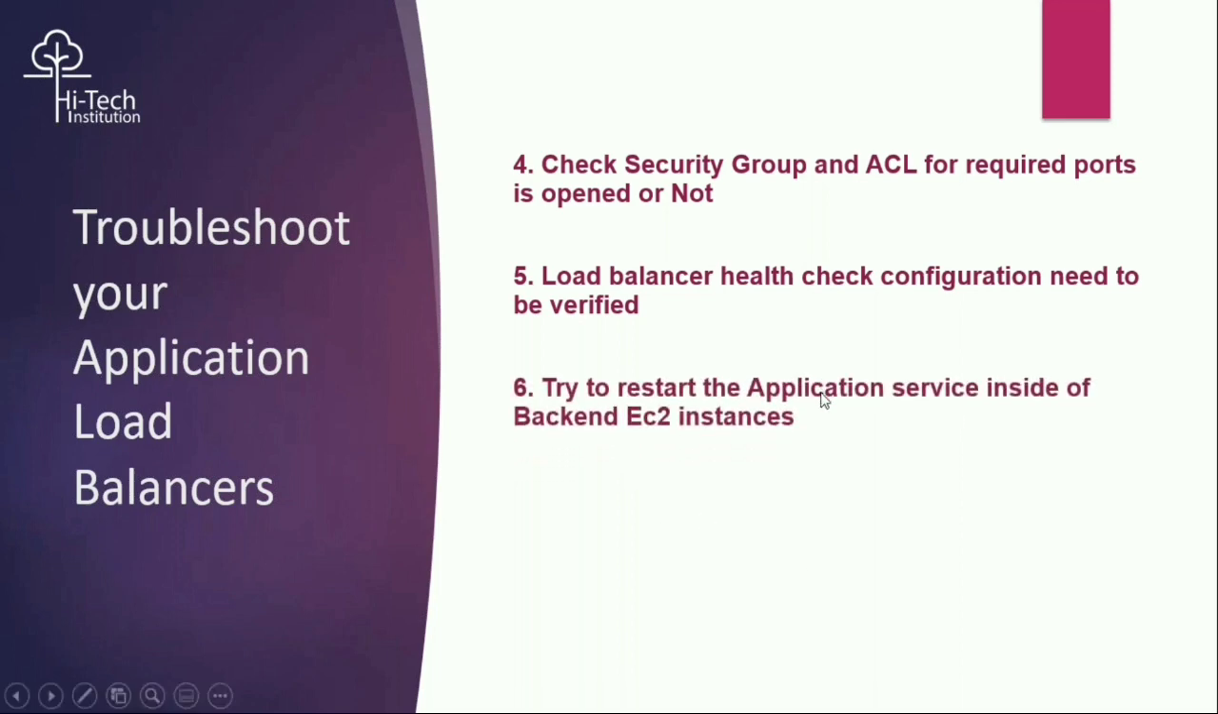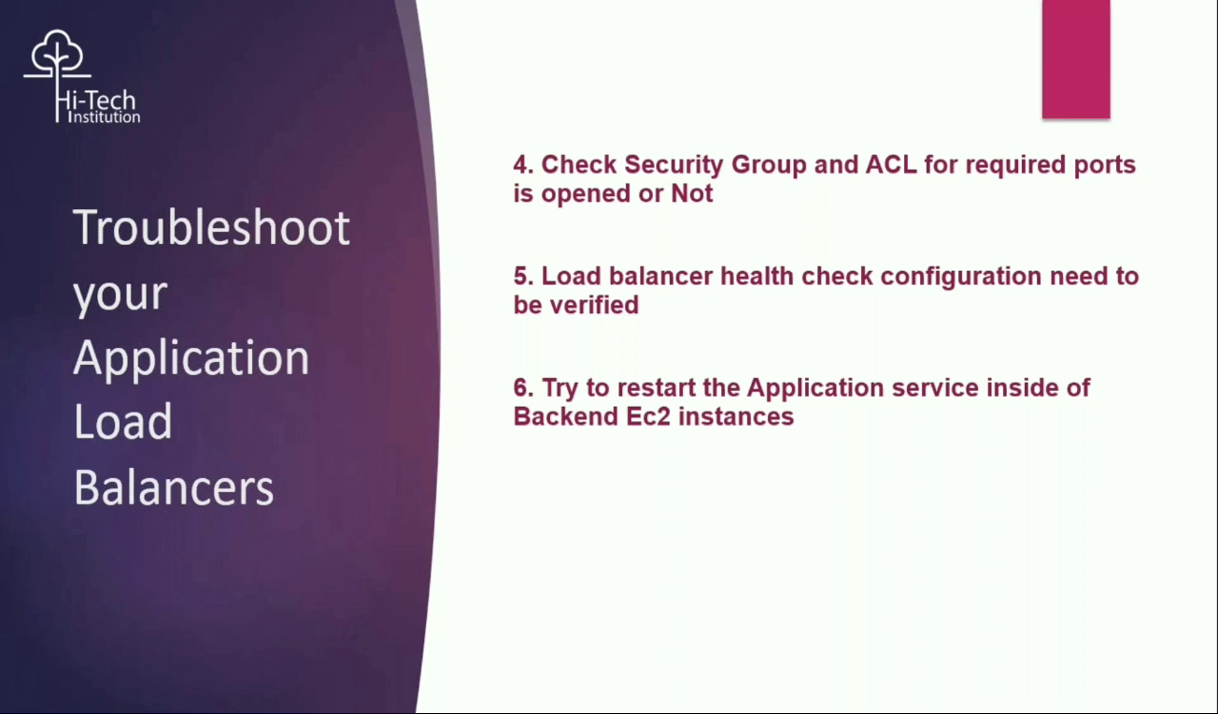Now we'll go on to the sixth step. Now what we are going to do is try to restart the application service inside the backend EC2 instances. My instance is properly running, we are able to log into the servers, the security group required ports are open, the ACL required ports are in open state, and the health check configuration of my load balancer is properly set up. So finally, point number 6: we can try to restart the application service inside the EC2 instance. There may be a chance of reinitiating the connection to the load balancer.